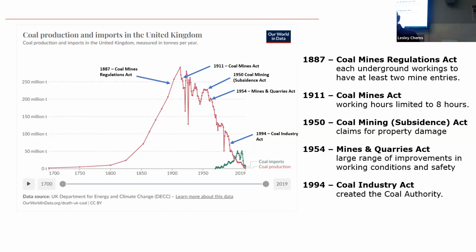And the 1994 Coal Industry Act, well, it didn't actually do a lot for coal mining because there wasn't much left by then, really. But what it did do was create what's known as the Coal Authority, which I'll talk about a bit later. The Coal Authority are responsible for coal assets in the UK. So, for example, if you decide you want to mine some coal somewhere, you will get a permit from them, and you will also pay them a fee per ton.